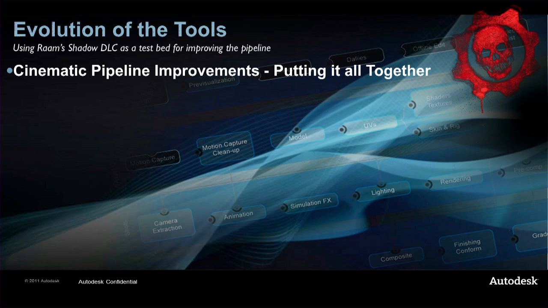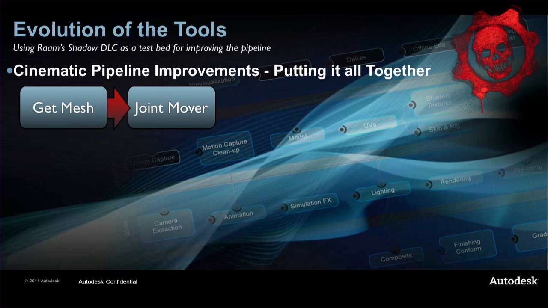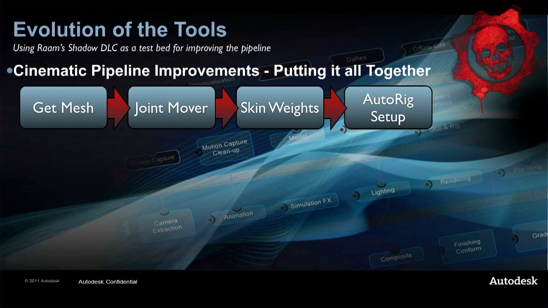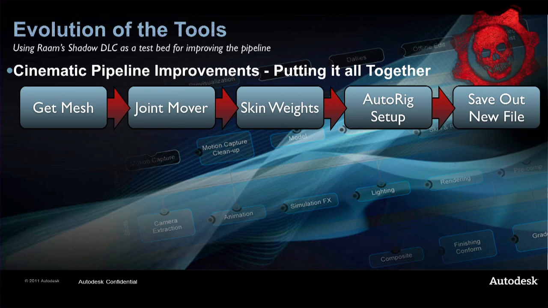And so this is kind of the big hurrah at the very end, where we can see how all this stuff that we've gone over fits together. So again, I'm going to get the mesh from Max. I'm bringing it in with FBX into Maya. I use the joint mover tool to place all the joints. I do the skin weights. And then I can do the auto rig setup and build the auto rig, strip out the namespaces, and save that out to a new file.